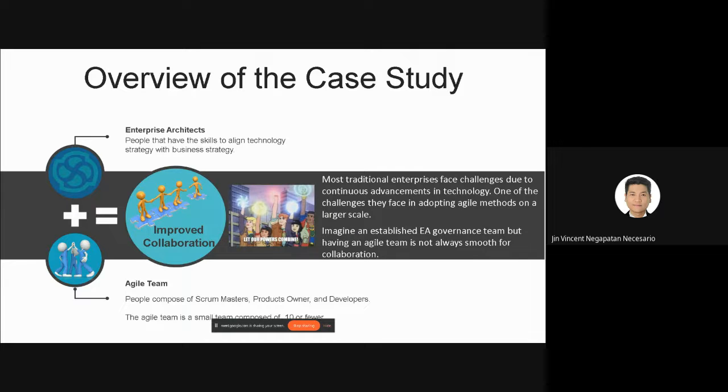This is because they have different sets of mindsets and perspectives when it comes to delivering products to their clients. But we are going to see how the case study was able to give solutions behind the tension between the enterprise architect and the agile team.